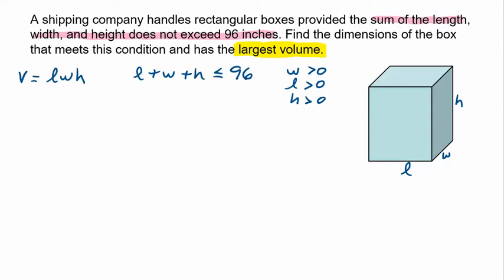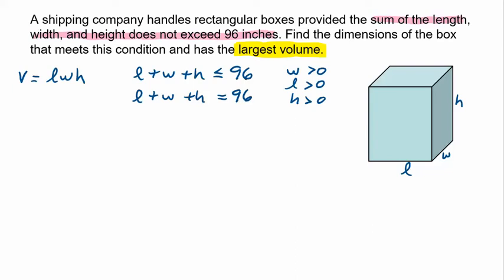Now, if we're going to maximize the volume, then we're going to want the length, width, and height to be equal to 96. I mean, if you think you can maximize it with a sum less than 96, just think about you'd add something else to the length, width, and height to get it to equal 96. The volume's going to get bigger.